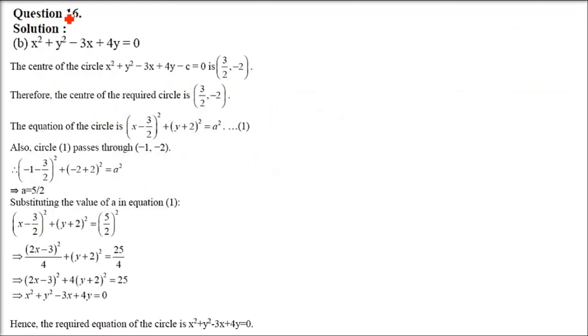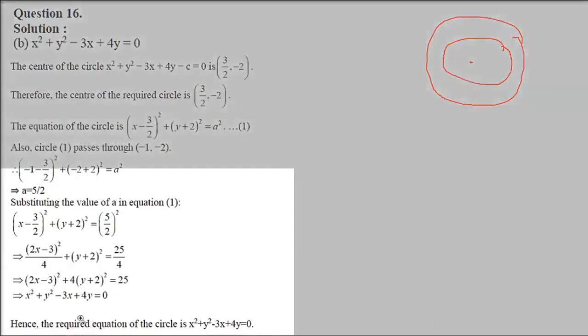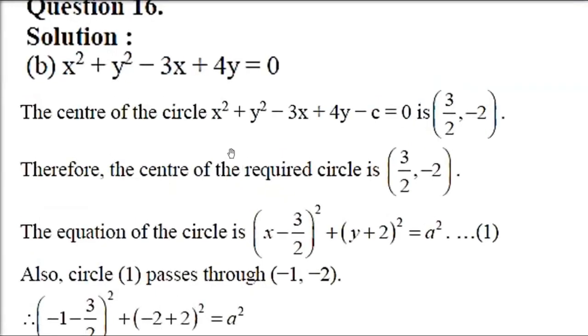Now, this is question number 16. The equation of the circle concentric with x square plus y square minus 3x plus 4y minus c equals 0 and passing through minus 1 and minus 2. When the circles are concentric with each other, that means the centers will be equal. So we have an equation here, x square plus y square minus 3x plus 4y minus c equals 0.